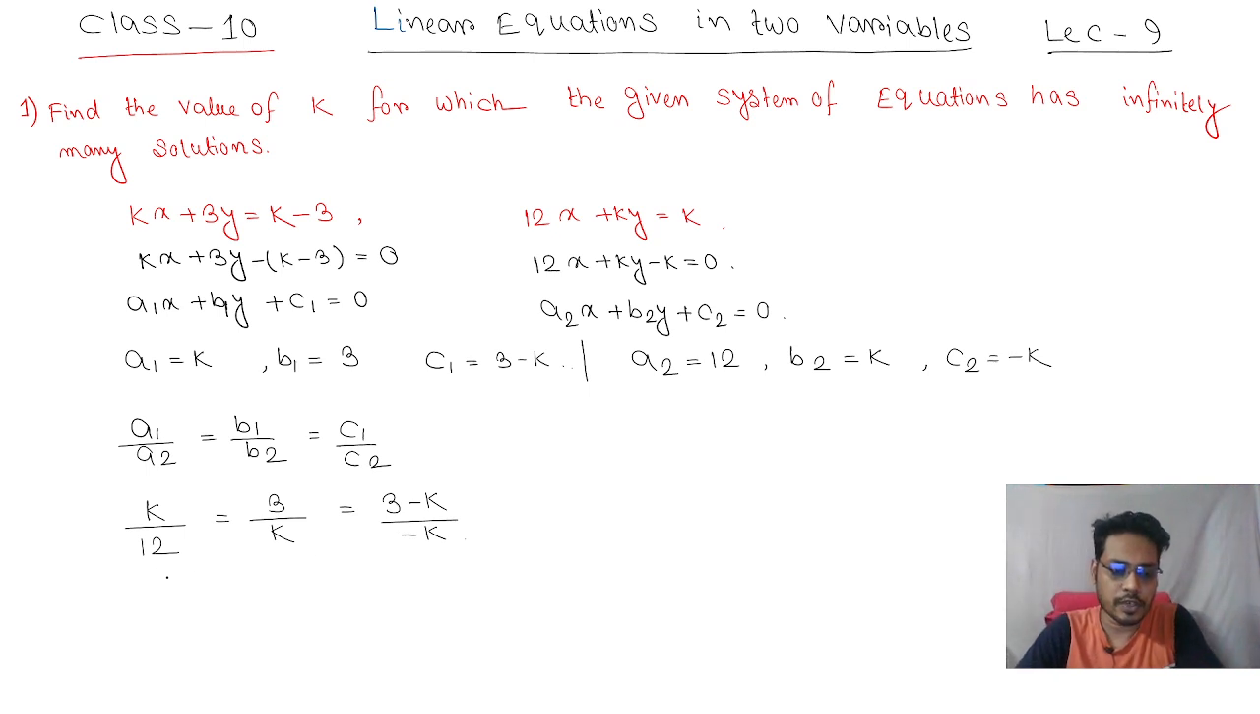Now here you have to compare first these two. So that will be k by 12 is equal to 3 by k. So here you can cross multiply. If you cross multiply it, k square will be 36. So from here we can say k is equal to plus minus 6. That means k is either plus 6 or minus 6.